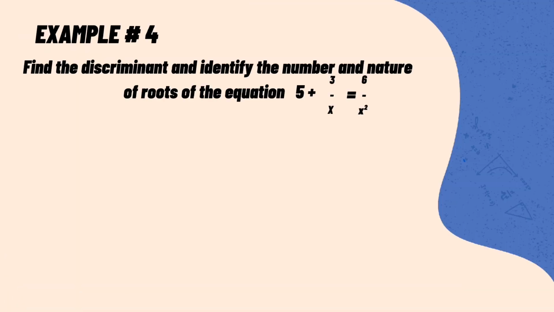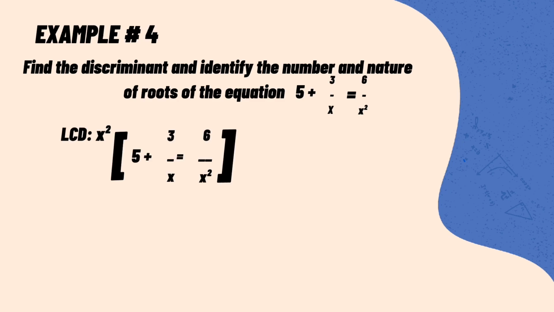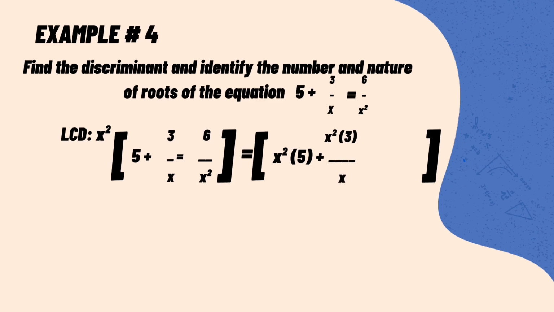For our fourth example, we have our equation 5 plus 3 over x is equals to 6 over x squared. In order to simplify this equation, get the least common denominator or LCD of the equation, which is x squared. Using the distributive property, we need to multiply the LCD to each term of the given equation. We will have x squared times 5 plus x squared times 3 over x is equals to x squared times 6 over x squared.